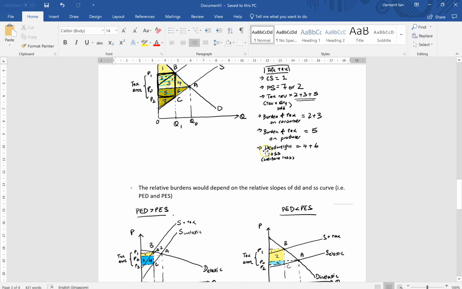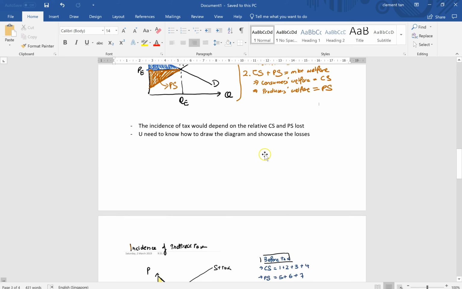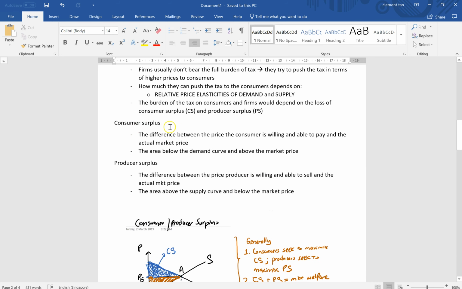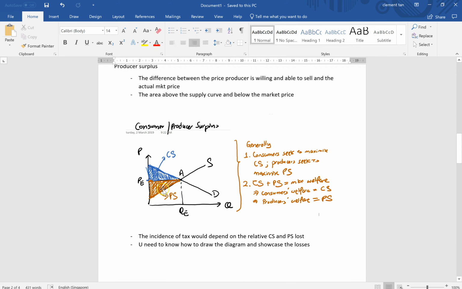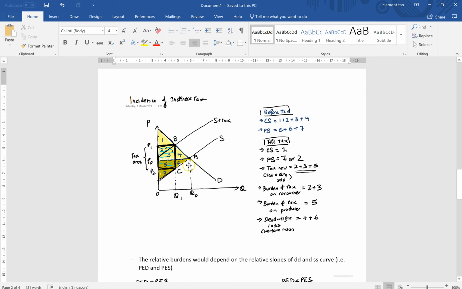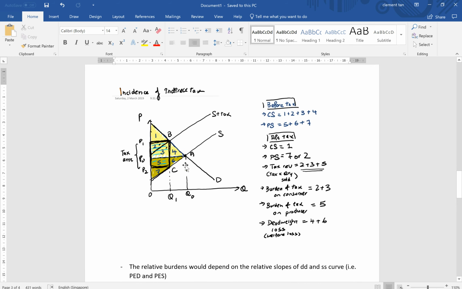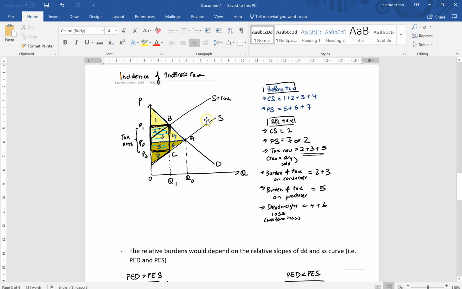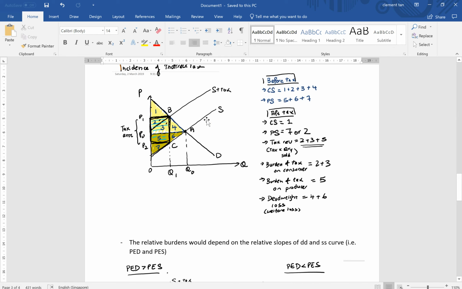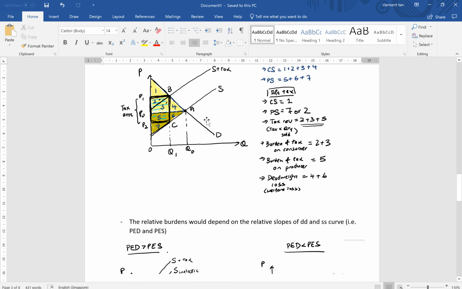Number one, you will need to know what consumer surplus and producer surplus are. Producer surplus is the area above the supply curve and below the equilibrium price that they sold at. Consumer surplus is the area below the demand curve and the price they actually bought at. The key thing is that the burden of the tax is always about the loss of consumer surplus, that's the consumer's burden, and for producers, it's due to a loss of producer surplus.